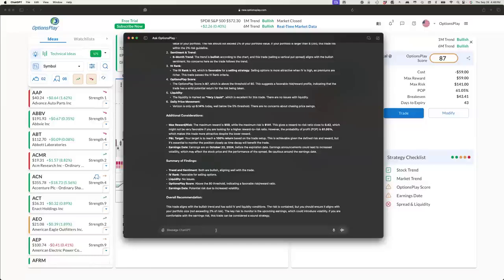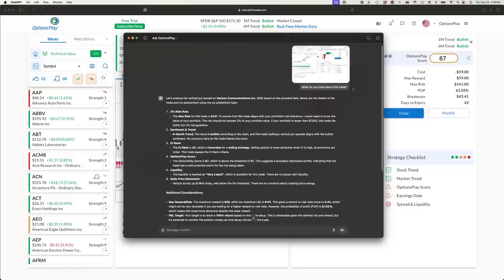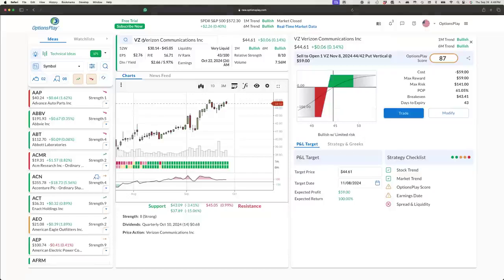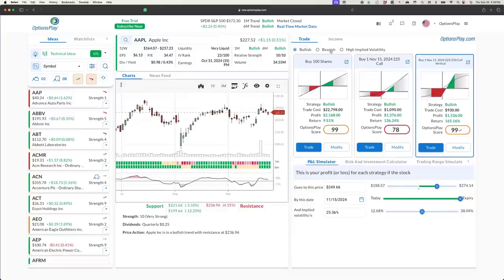You can also tell it your portfolio size so that it can help you better understand how many contracts you can trade. So this is something that has been built directly into the GPT. All you have to do is simply ask, what do you think about this trade? Any trade setup that you're looking at. So let's say maybe you're looking at Apple. And let's say you want to take a bearish trade on Apple. You can simply take a look at this.